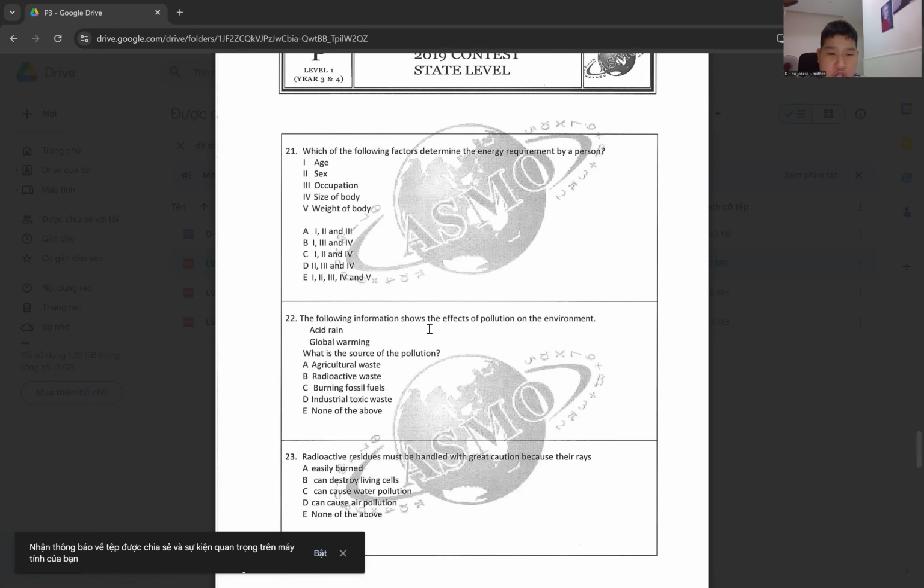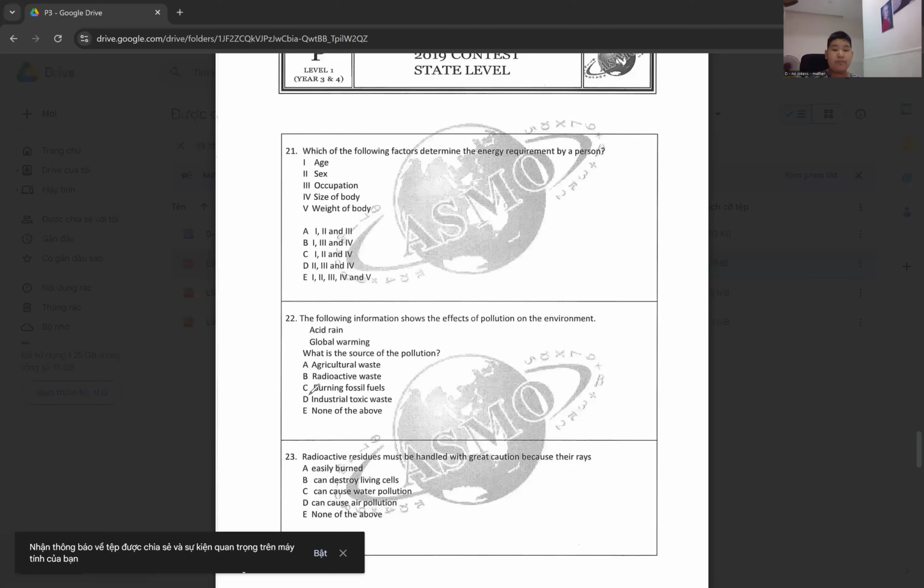Which of the following shows the effects of pollution on the environment? Acid rain and global warming. So, what is the source of these types of pollution? Well, why is it asking us pollution? Because it wants us to worry about the pollution world, and it's actually industrial toxic waste.